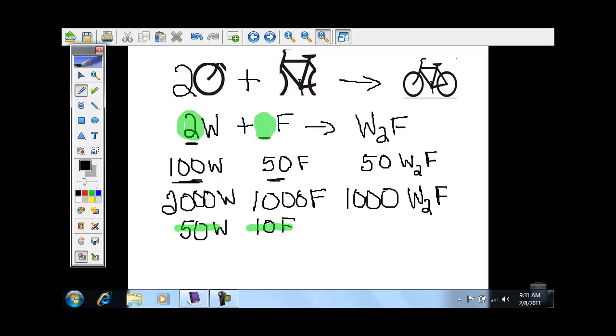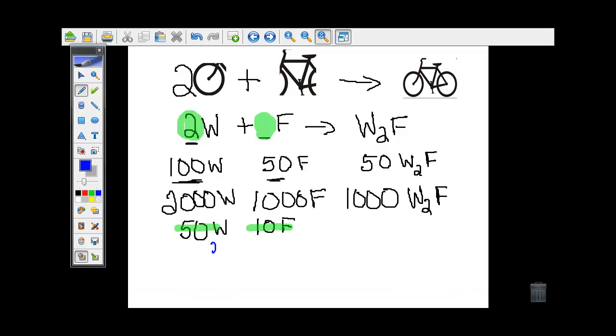Okay, so if we have 50 wheels, we can make 25 bikes. I'm just going to put a 25 right here to remind me how many bikes we can make. If we have 10 frames, how many bikes could we make? Well, we can make 10 bikes. Now, think about that. Could you actually make 25 bicycles with what you have? If the answer is no, you are correct. You cannot, because you would run out of frames. Once you've made 10 bikes, you would run out of frames. So the maximum number of bikes we can make is 10.